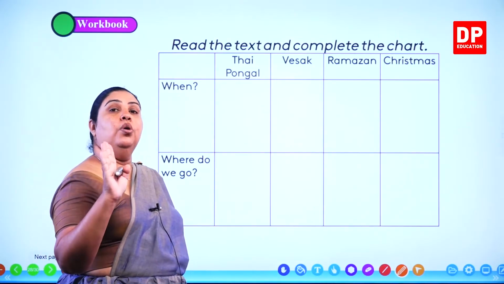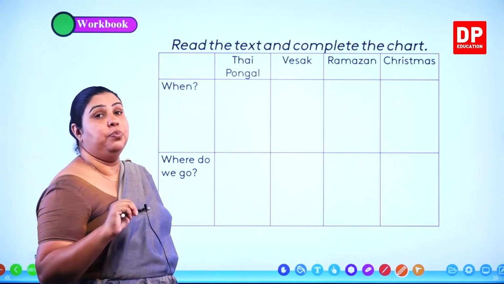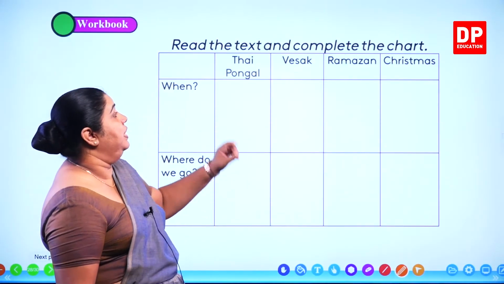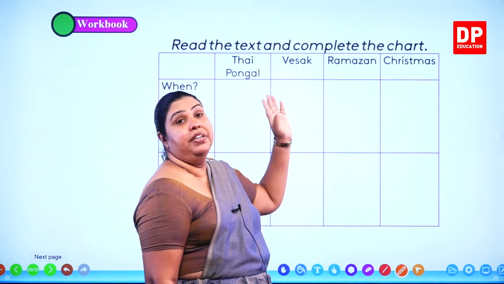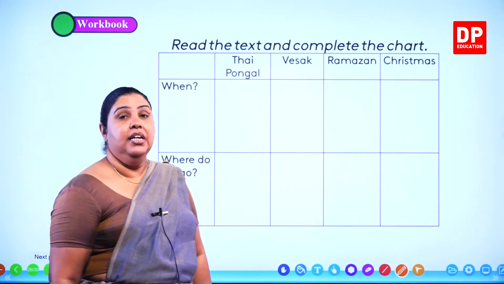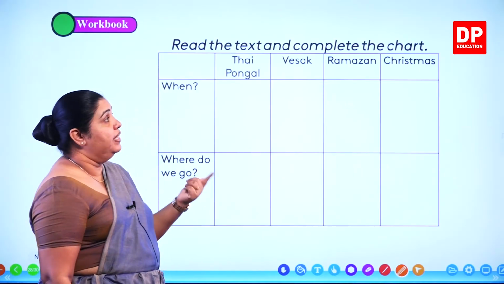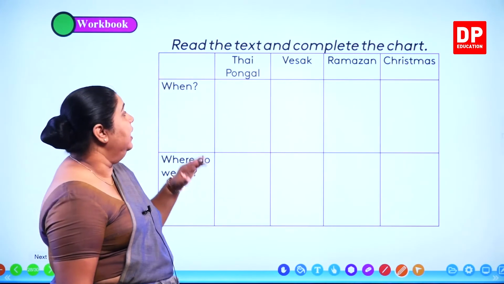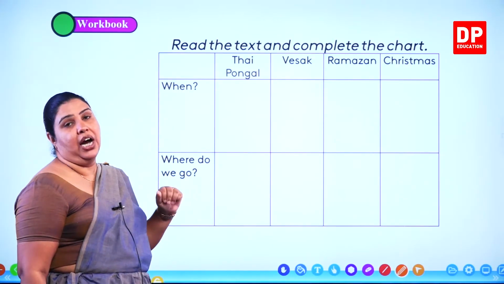Now what are the 4 festivals that we spoke about in our pupils book? We spoke about Thai Pongal, Vesak, Ramazan, and Christmas. Right? So, Thai Pongal, Vesak, Ramazan, Christmas. Now we have to fill the chart.